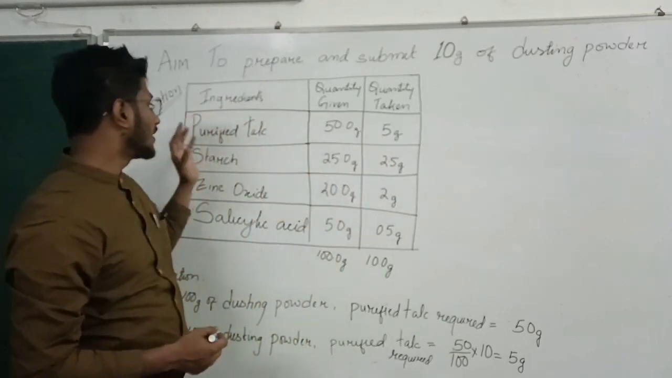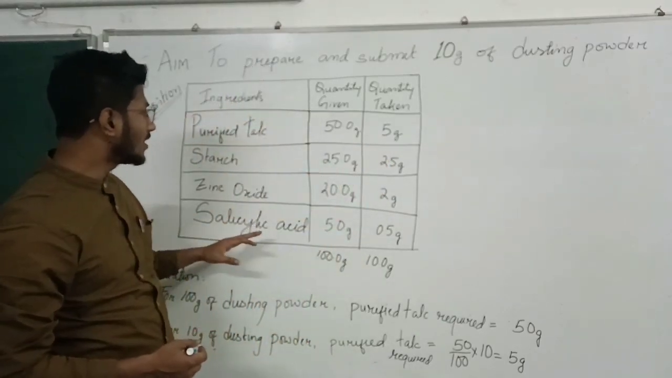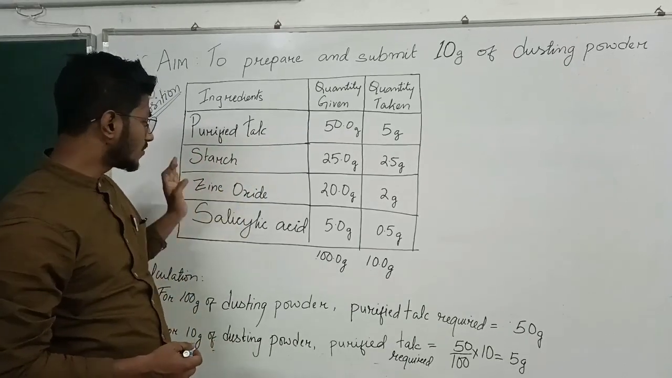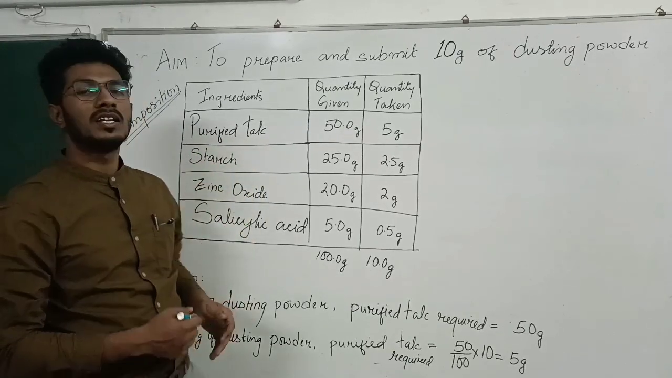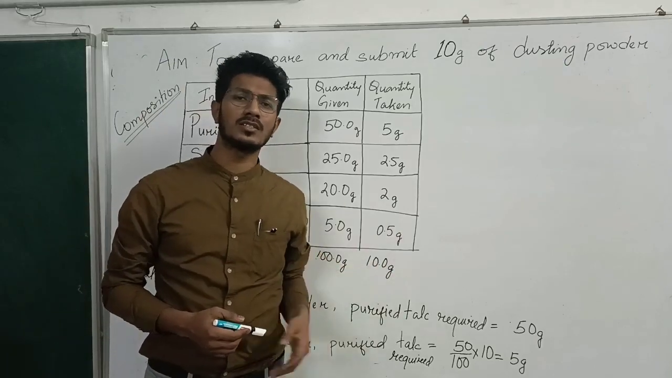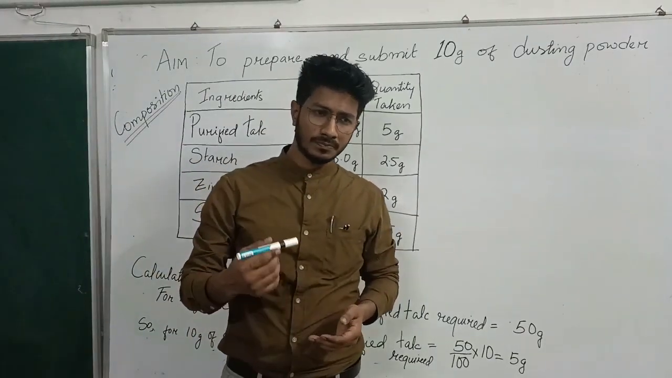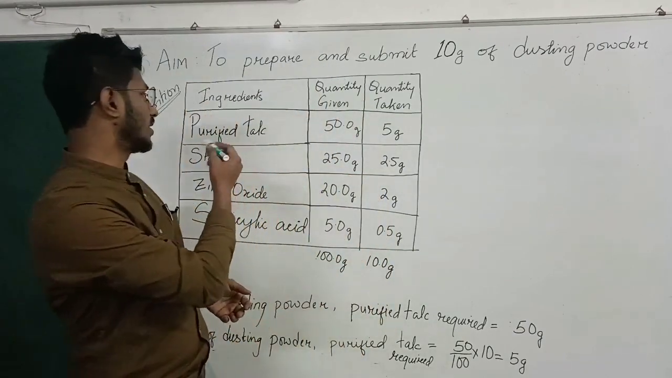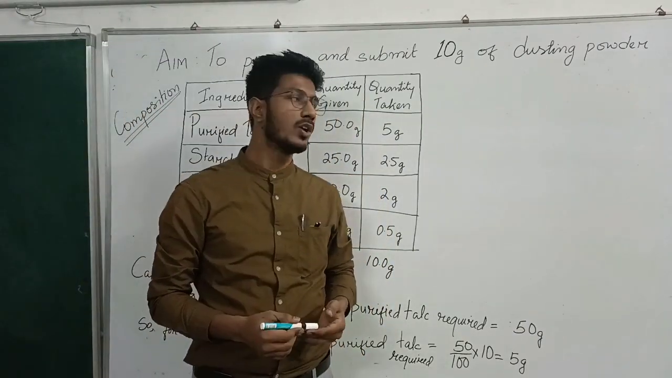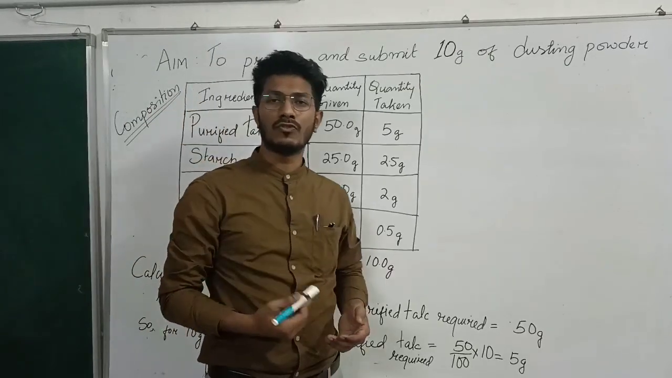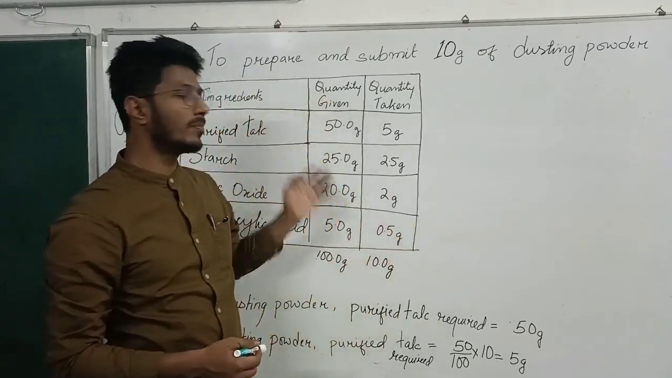Apart from that, what is the significance of the different ingredients? What is the significance of purified talc? What is the significance of starch? What is the significance of zinc oxide? Then salicylic acid. So what are the various purposes for which we are adding these things? Along with that, for example, if we talk about talc, whether it is a bulking agent, or whether you are using it to increase the flow property. So what is the purpose that may be asked?